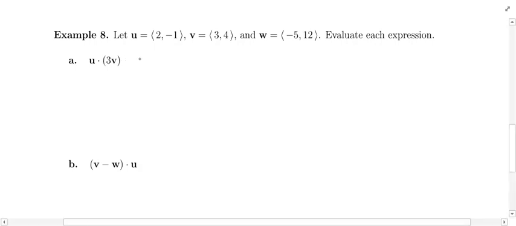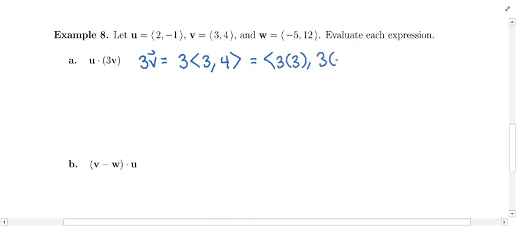So we need to follow the order of operations. I'm going to do what's in parentheses first. I'm going to go out to the side and do 3 times v. This is scalar multiplication. So I need to get the vector v, which is 3, 4, and multiply each of the components by 3. The result will be a vector. So this is going to be 3 times 3, and then 3 times 4. After we do the scalar multiplication, that vector is going to have components 9, 12. So that's what 3v is.